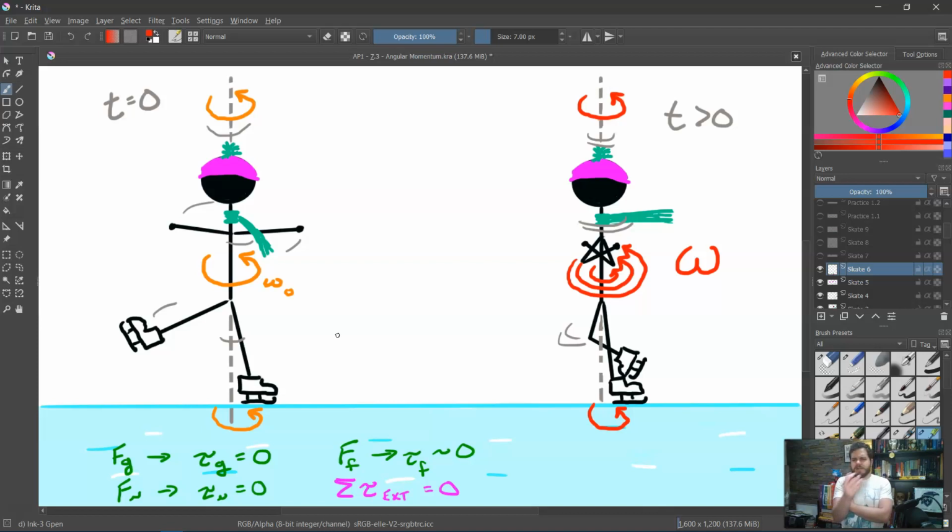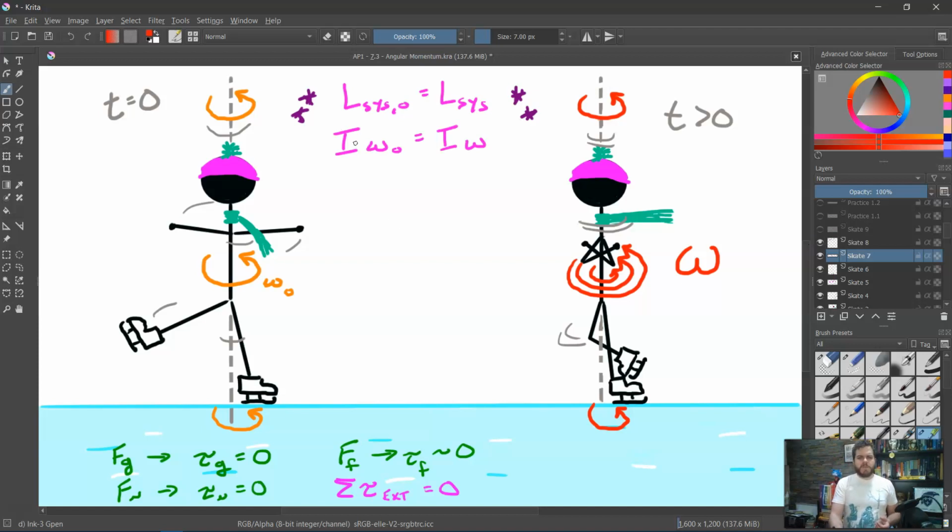So it seems that the net external torque on us in this situation is zero, that this would be a closed system from a rotational perspective. But if it's a closed system, that tells us that the angular momentum of this system will be constant, and that is crucial. So let's rewrite this a little bit. My angular momentum is I omega, so I omega naught is equal to I omega. But we're missing something here.